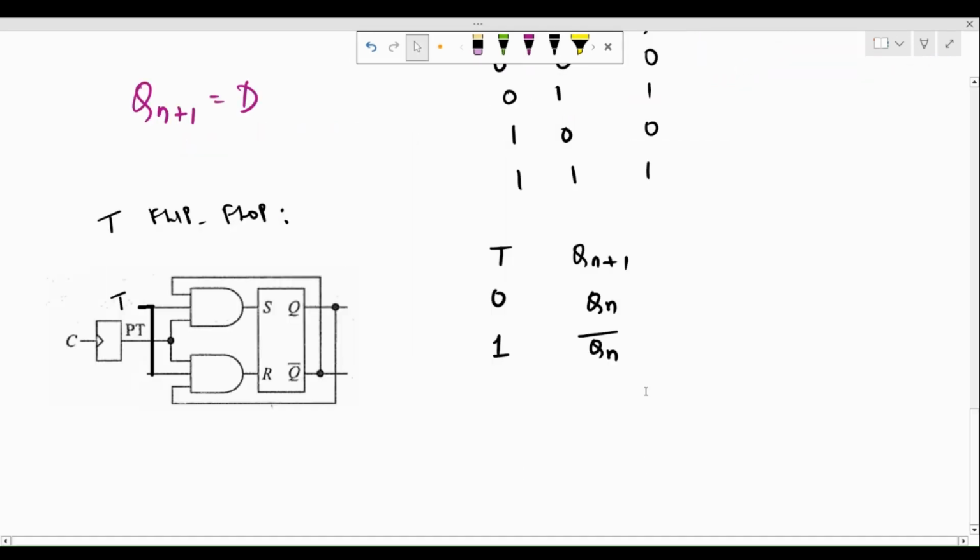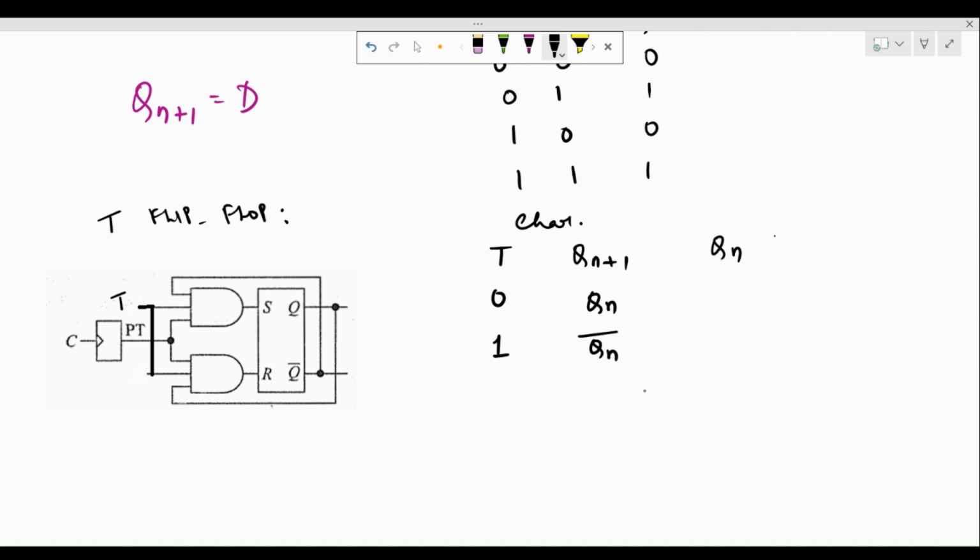Now let's move on to the T flip-flop, the last one. Over here, the characteristic table can be represented in this manner. So for T equal to 0, the previous state is going to be the next state. For T equal to 1, the next state is going to be the toggled version of the previous state.